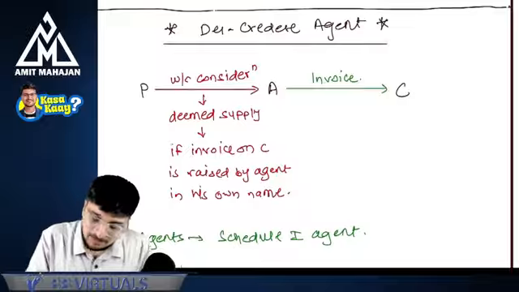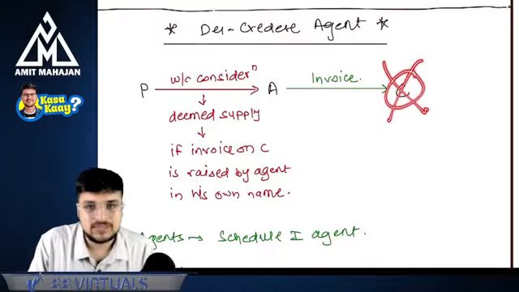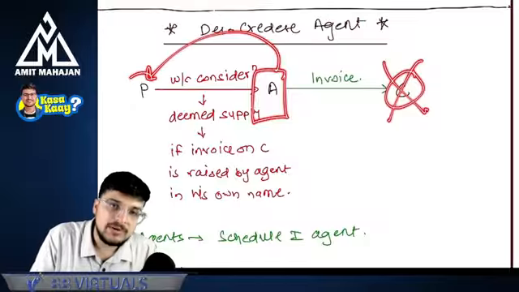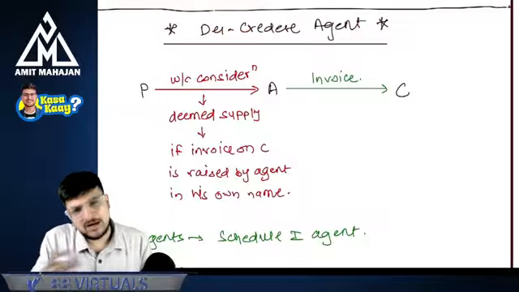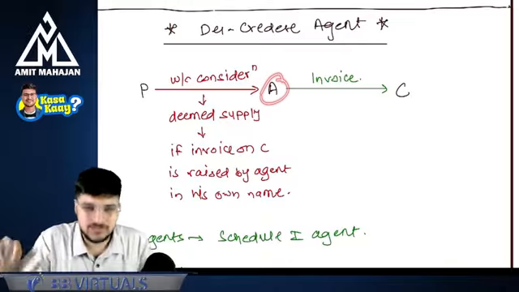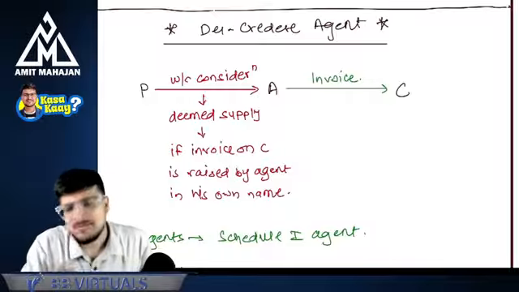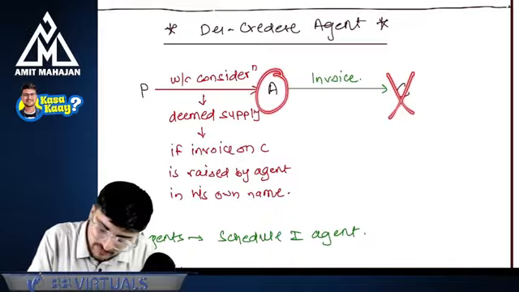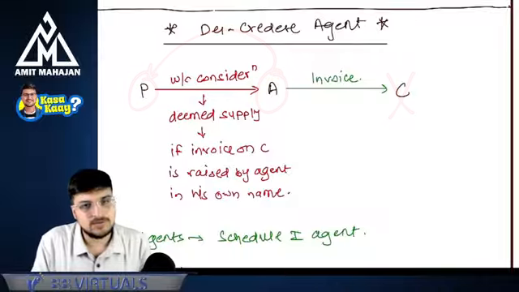What is the meaning of del credere agent? Del credere agent means if the customer fails to make a payment, then the agent takes the responsibility of making the payment to the principal. And of course, in return, the agent takes more commission because he's taking that responsibility. But that is irrelevant for the time being. Point is, if the customer does not pay, the agent will make a payment of that amount to the principal.